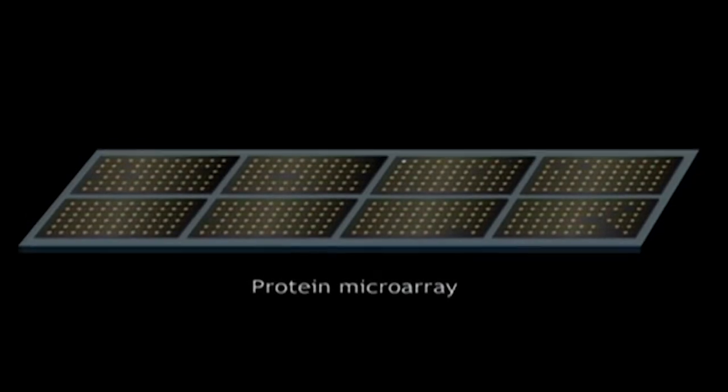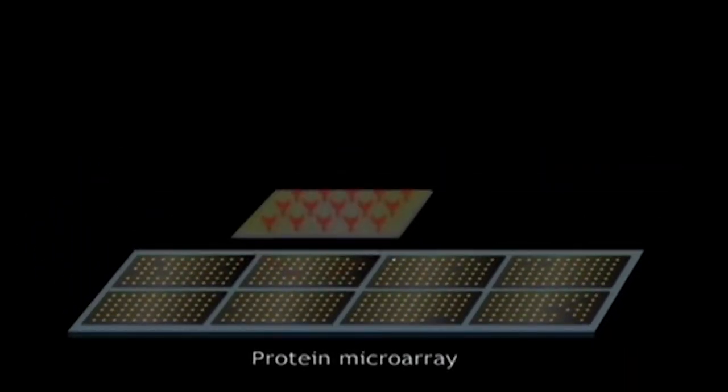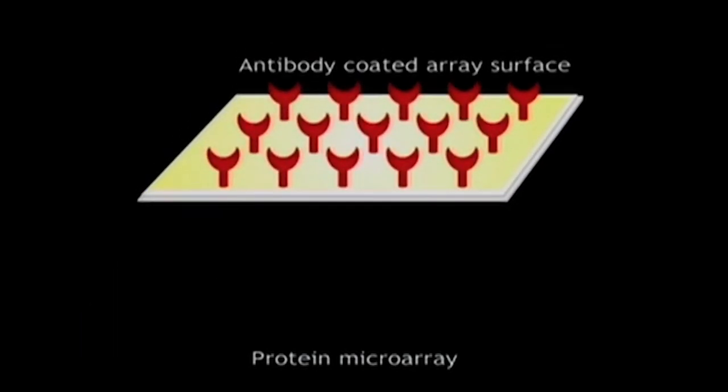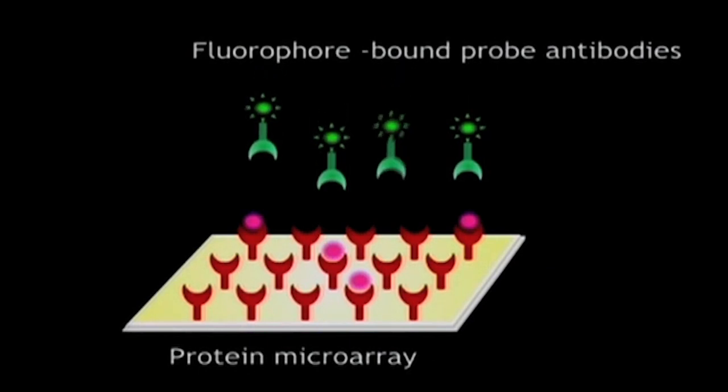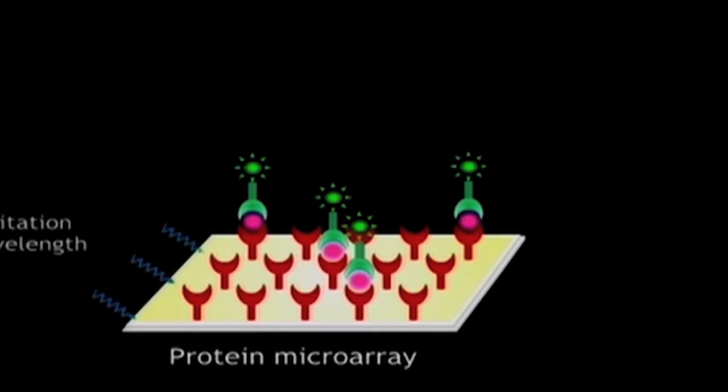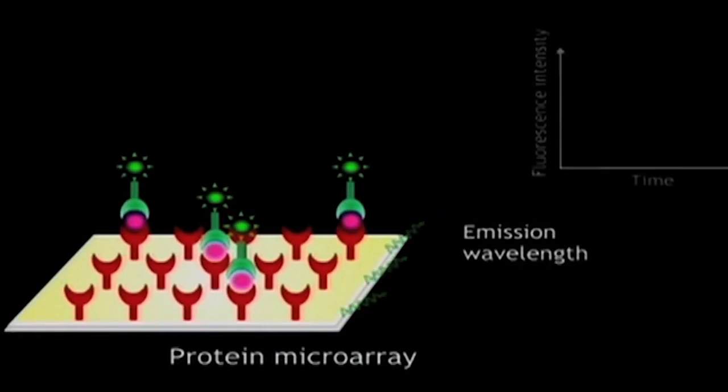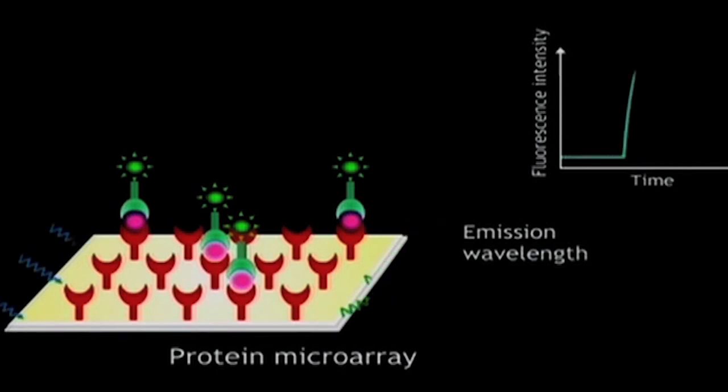The array surface is functionalized with probe antibody molecules specific for the target antigen of interest. The target antigens get bound to their primary antibodies on the array surface. Detection is carried out by means of fluorescent labeled secondary antibodies. The excess unbound secondary antibody is washed off and the fluorescence is measured by exciting the array with light of suitable wavelength. The resulting emission is measured using a microarray scanner and can be used to quantify the corresponding antigen-antibody interaction.